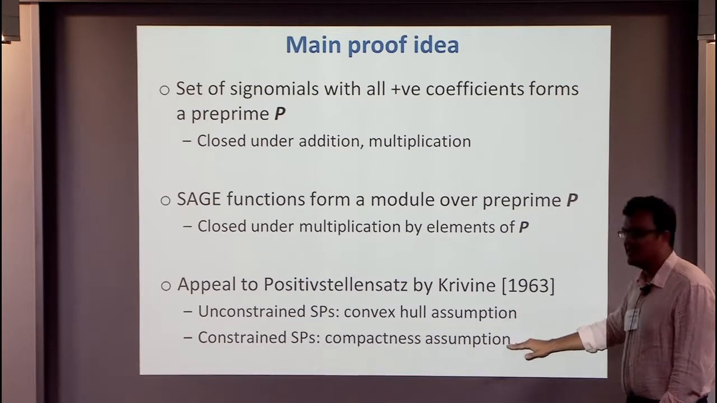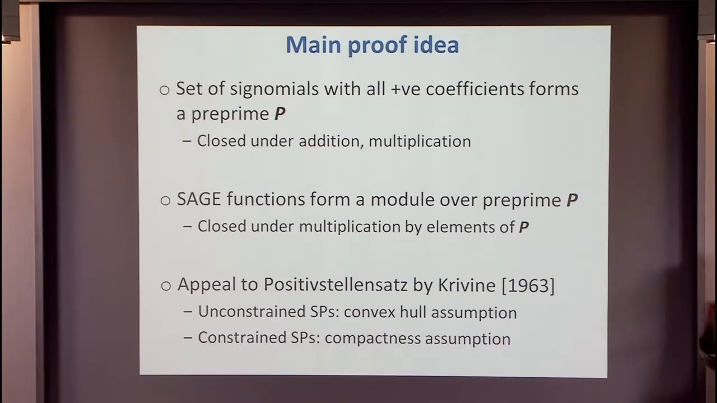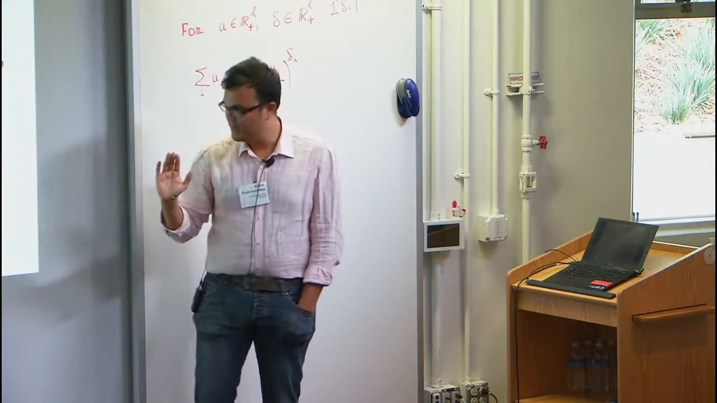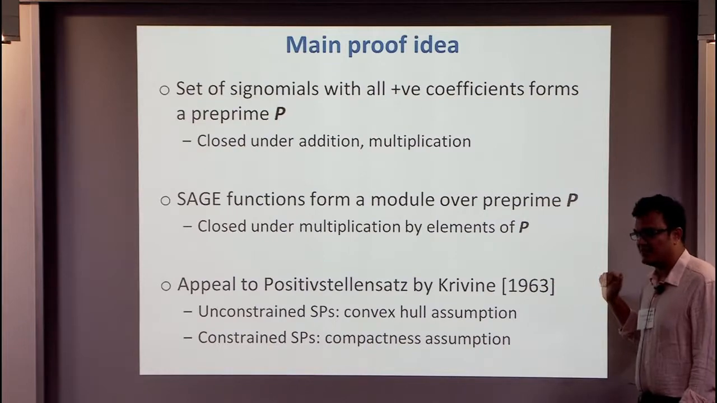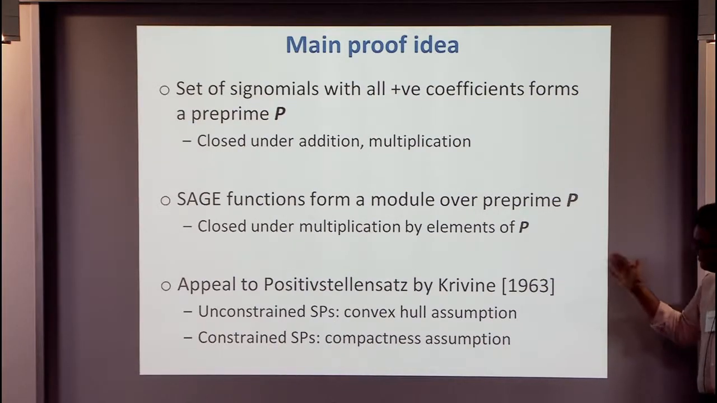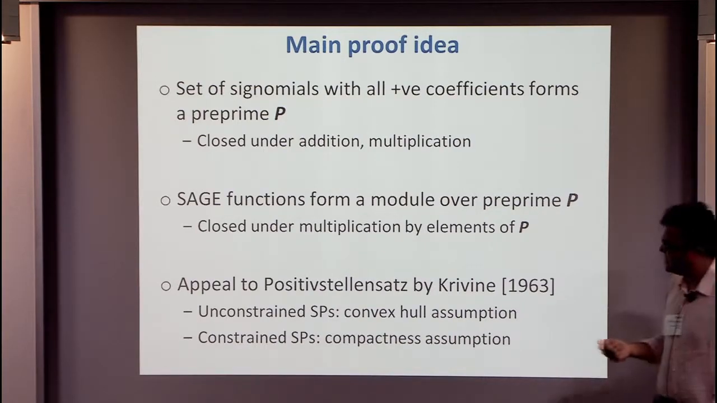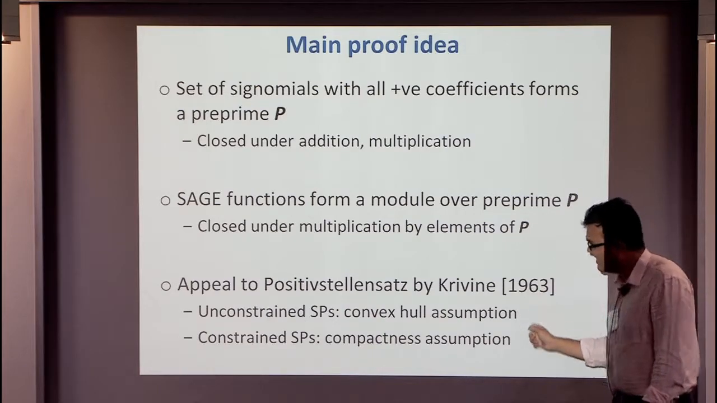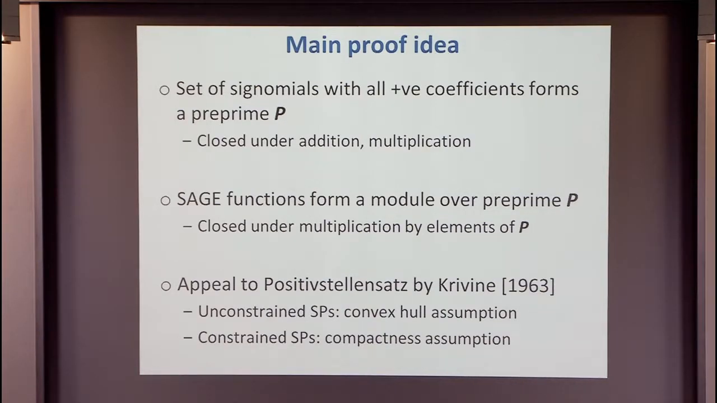In the constrained case, the compactness assumption is what allows us to satisfy this Archimedeanity assumption and these positive Stellensatz results. That's really what shows up in a lot of these representation theorems in real algebraic geometry, the Archimedeanity condition that needs to be satisfied. And that's the reason for those two assumptions in the constrained and unconstrained cases.